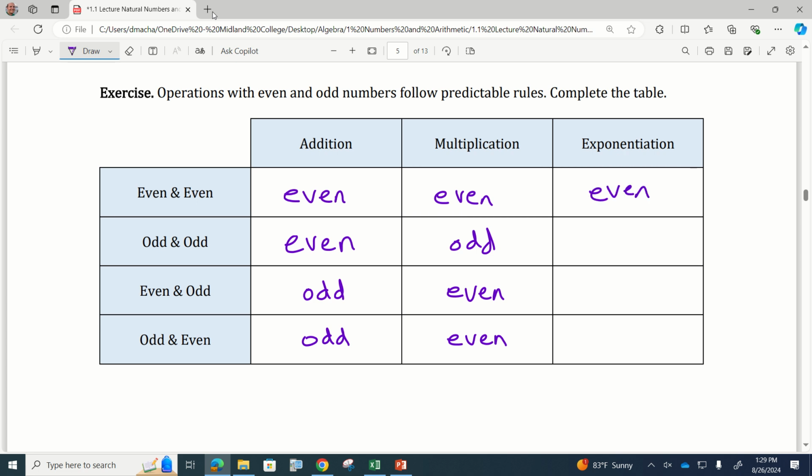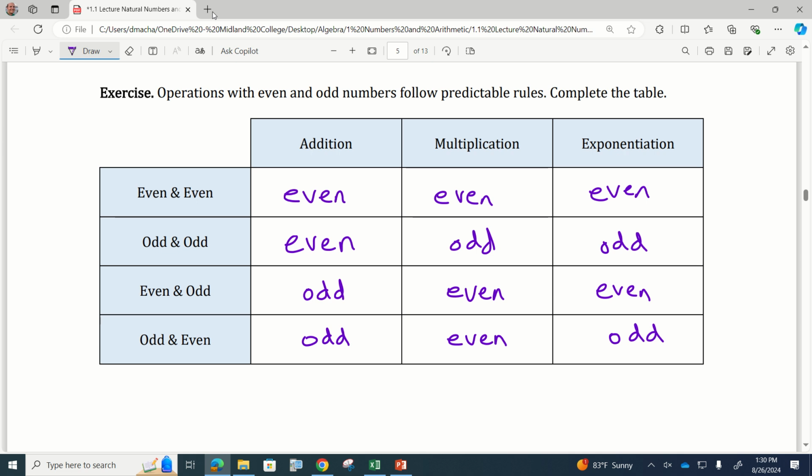Okay, an even number base raised to an even number exponent. Even. What about an odd number base with an odd number exponent? Odd. What about an even number base with an odd number exponent? Even. And what about if you had an odd number base with an even number exponent? Odd.